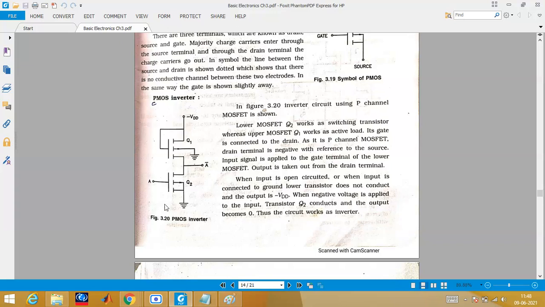Here, this lower MOSFET, or Q2, is a switching transistor. What does switching transistor mean? Either it will be on or it will be off. That is known as a switching transistor. And this Q1 will be an active load.